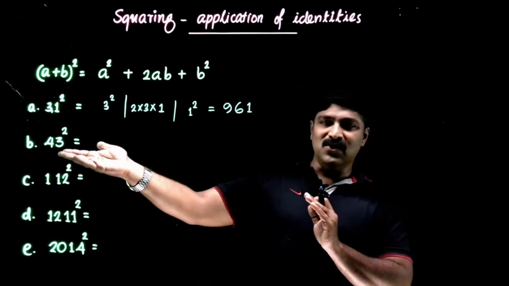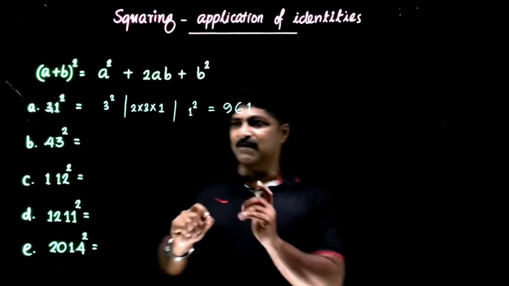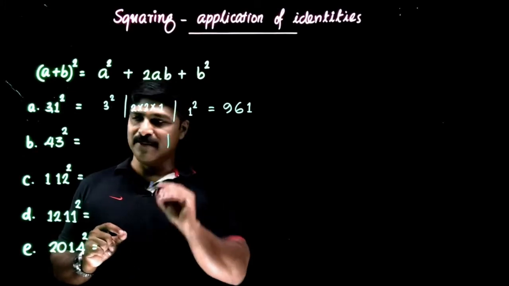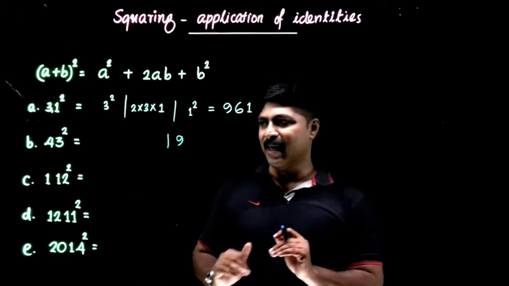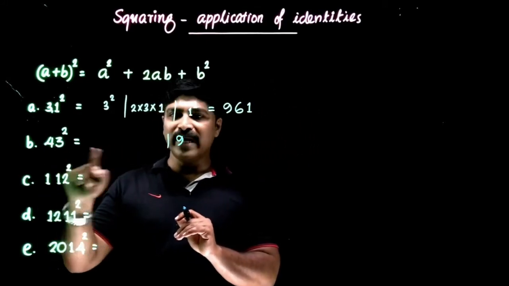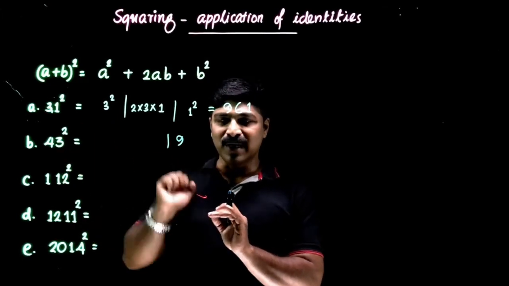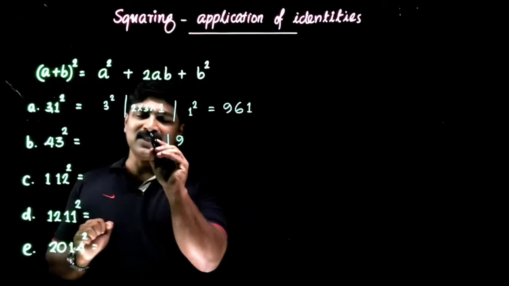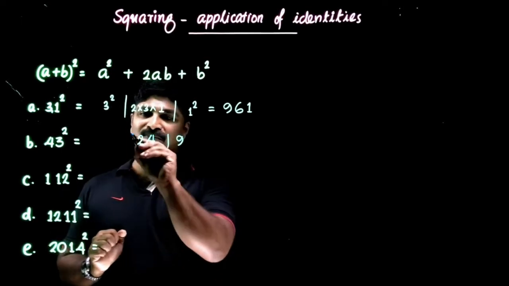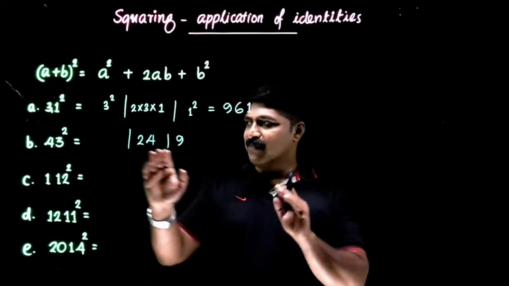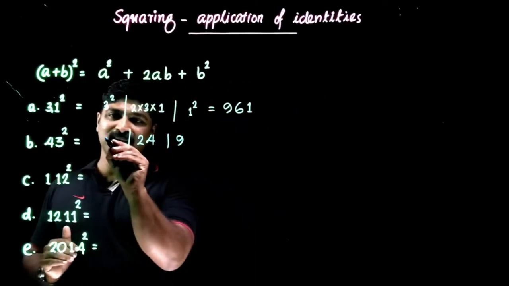Here we just consider the second example, that is 43 square. First step, what is b square? Here b is 3. 3 square is equal to 9. And the second step, 2ab. In this case, 2 into 4 into 3. What is the value here? 2 into 4, 8, into 3 is equal to 24. And the last step is 4 square. What is 4 square? 16.